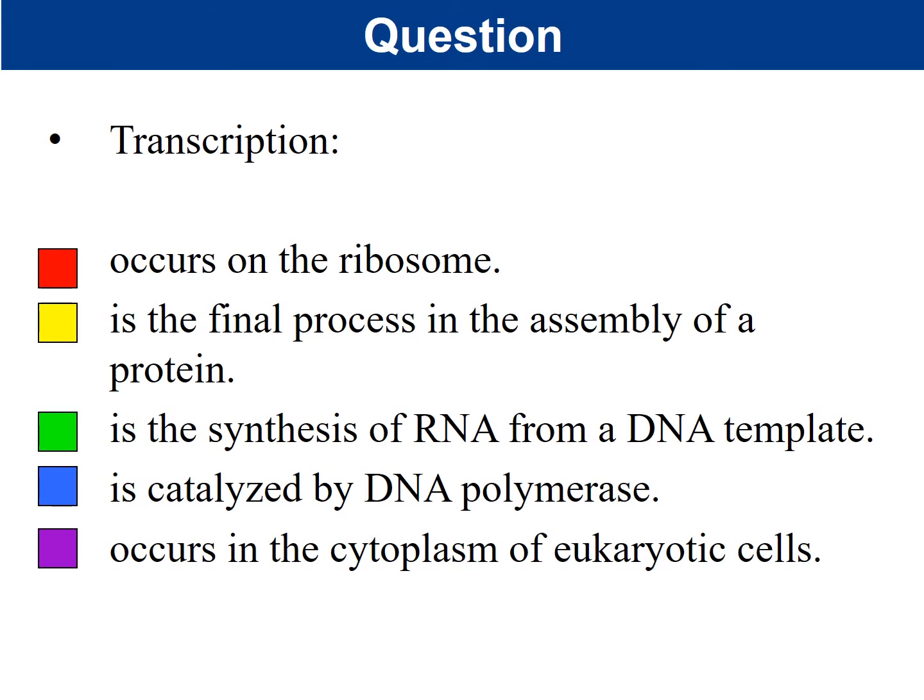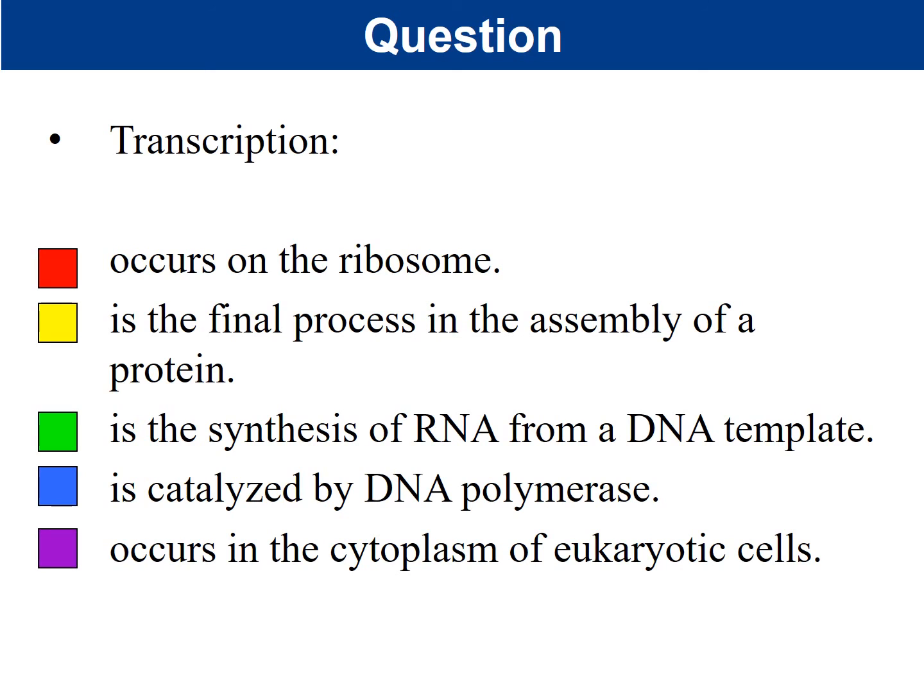It's not blue, is catalyzed by DNA polymerase, because DNA polymerase, remember, is responsible for replication of DNA. Transcription is making RNA, and so transcription is actually catalyzed not by DNA polymerase, but instead RNA polymerase. And then it's not purple. It doesn't occur in the cytoplasm of eukaryotic cells. Notice it had to say eukaryotic cells.